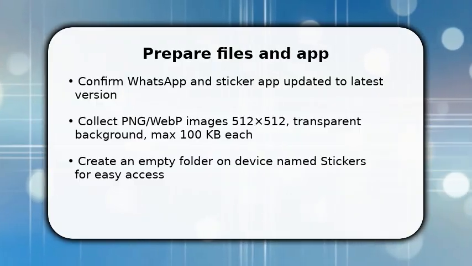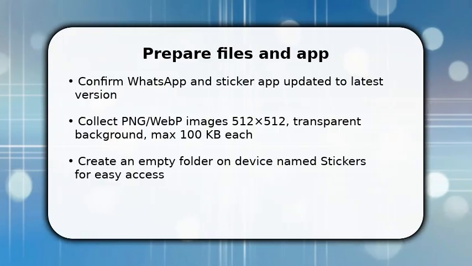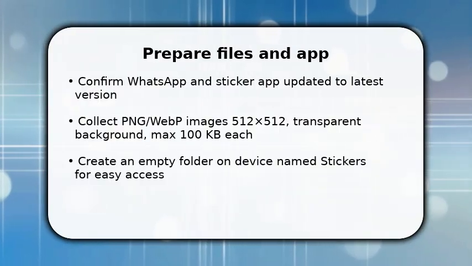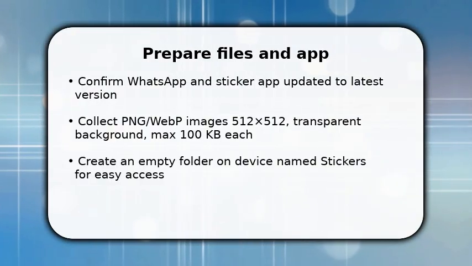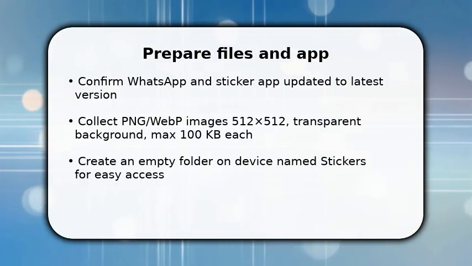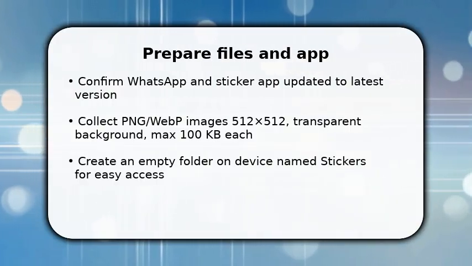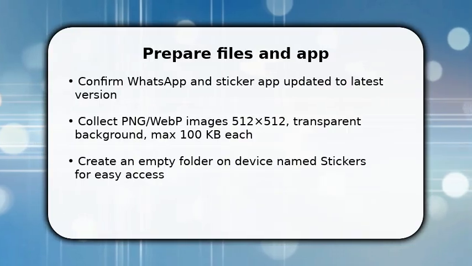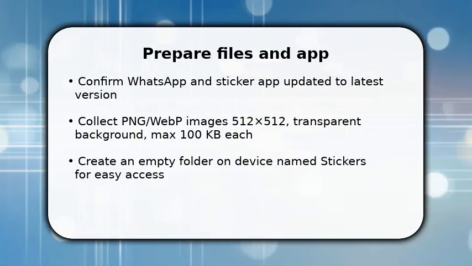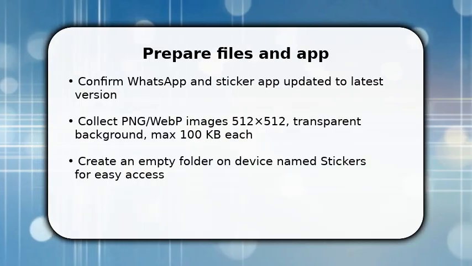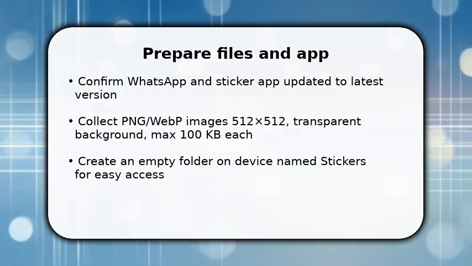You start by gathering the exact assets and tools you need: updated WhatsApp and a sticker pack app. Convert images to 512 by 512 PNG or WebP with transparency. That size ensures WhatsApp accepts them. Once done, move those files into a clearly named stickers folder on your phone so you don't lose track.